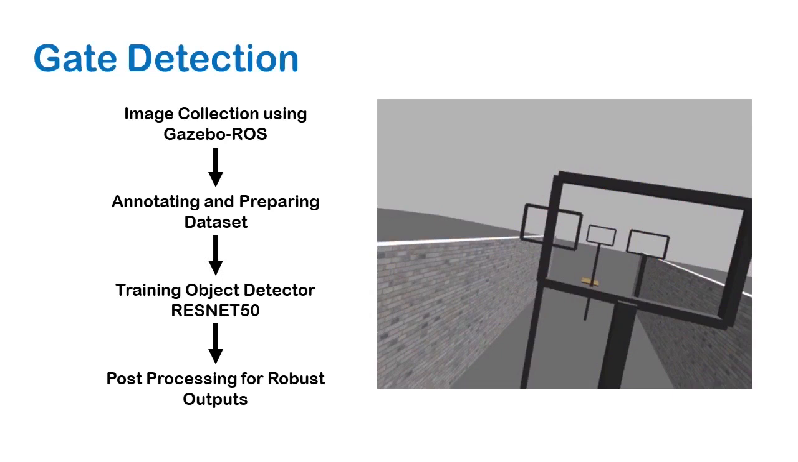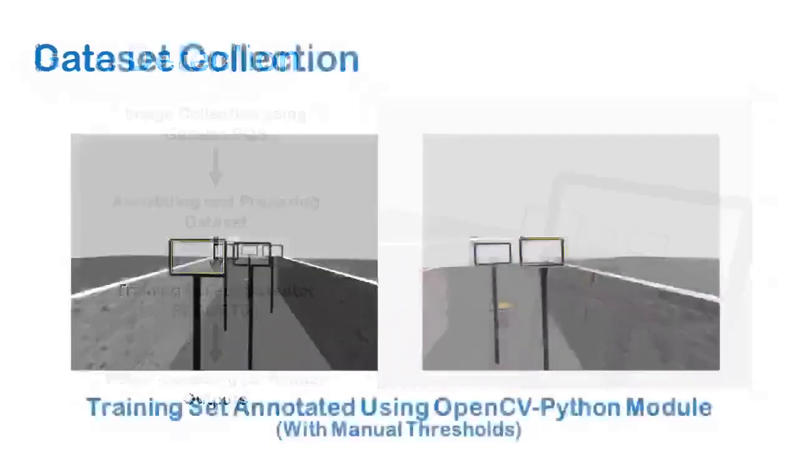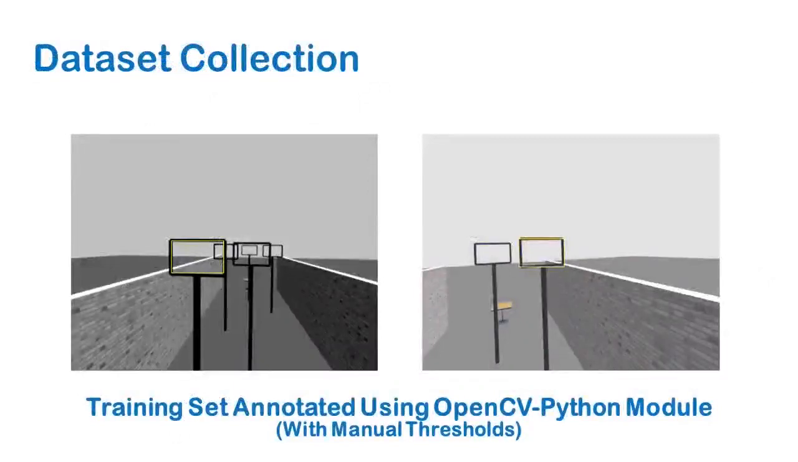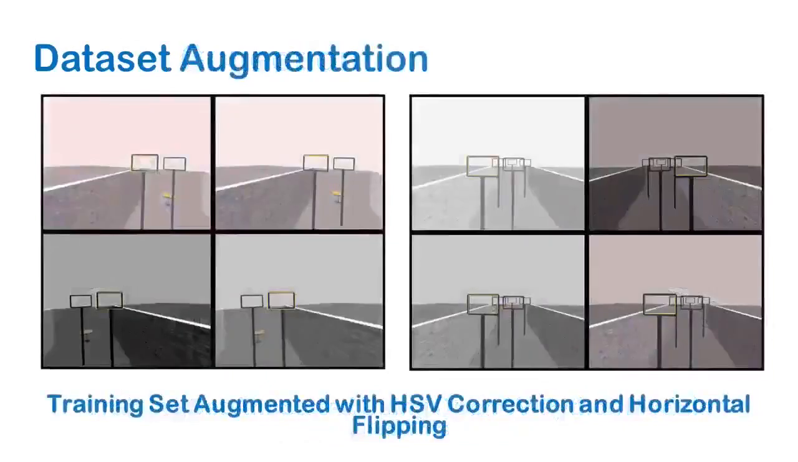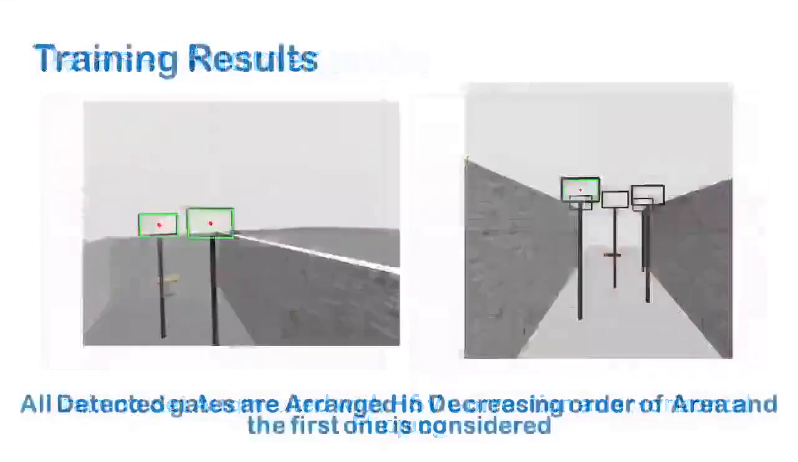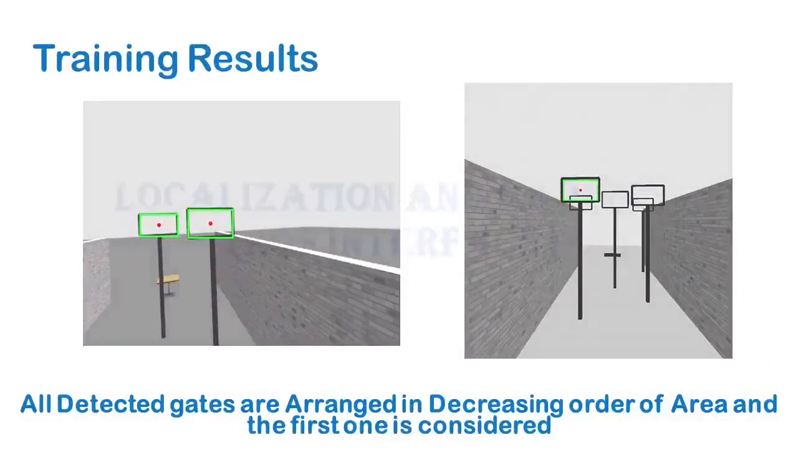pass through. The gate detection algorithm was done by collecting images using the Gazebo environment as well as the robot itself. The image shown on the right is a typical example of the image collected in the dataset. The complete dataset was annotated and was prepared by some HSV corrections and horizontal flippings. This helped us in multiplying the amount of images we have for training purposes. The object detector was trained using the ResNet 50 model and was post-processed for robust outputs.